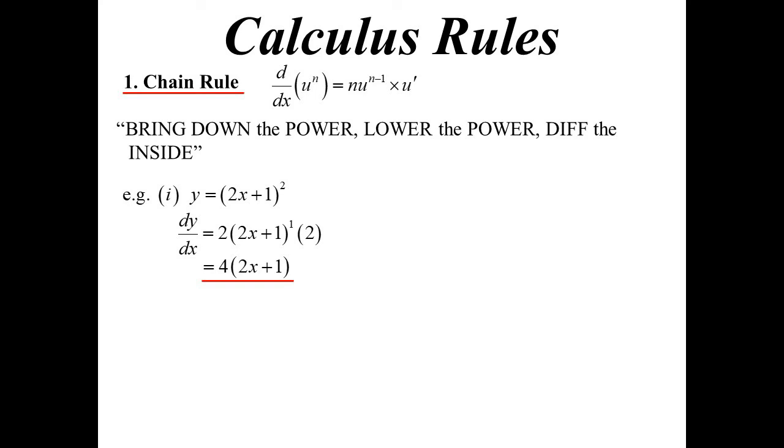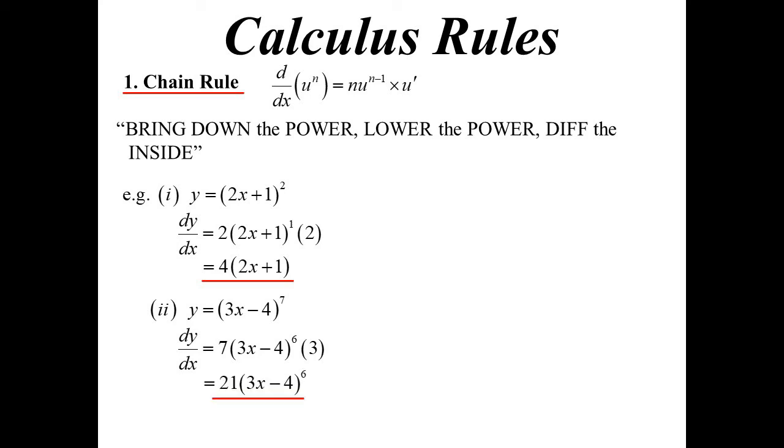Okay. Why do I prefer it this way? Because you say it as you're doing it. What you're actually saying is what you're doing. 3x minus 4 to the power of 7: I don't have to expand this whole thing out, which would take some time. I can now go, okay, anarchy. Bring down the power, 7 goes to the front. Lower the power, 7 becomes 6. Diff the inside. Differentiate 3x minus 4, I get 3. 7 3s are 21. There's my derivative.